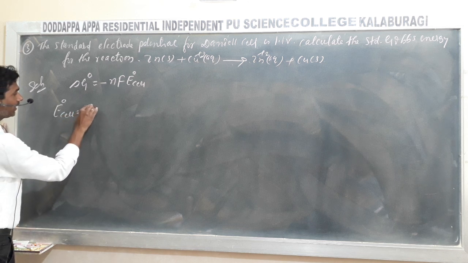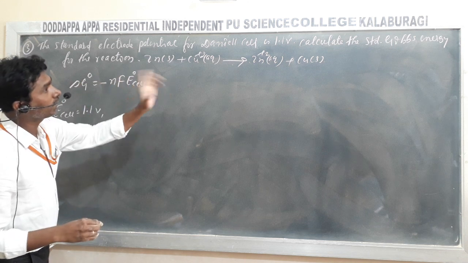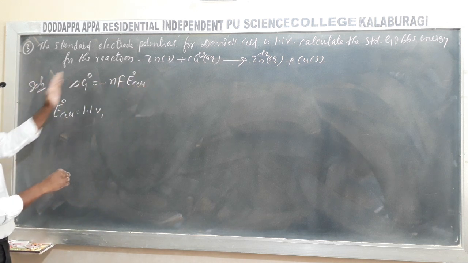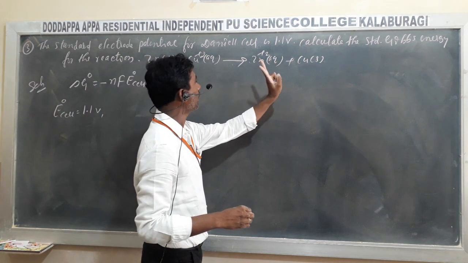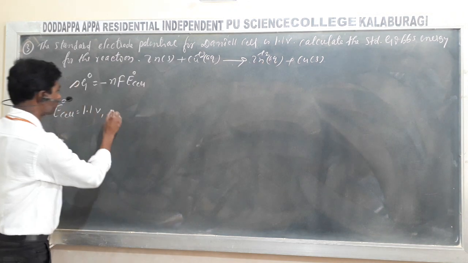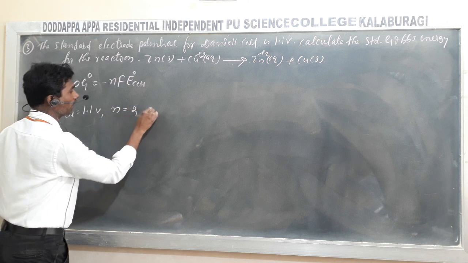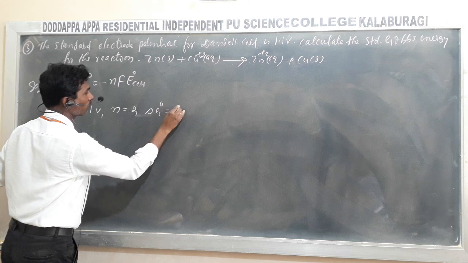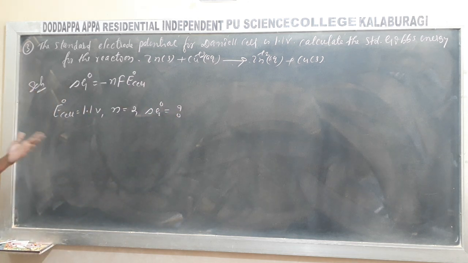The Daniell cell is always 1.1 volt. Calculate the standard Gibbs energy for the reaction. In this reaction, 2 electrons are lost or gained, so n equals 2, and you have to find out delta G naught. They are very important for the examination, CET or NEET, even a 2 marks question in the theory examination.